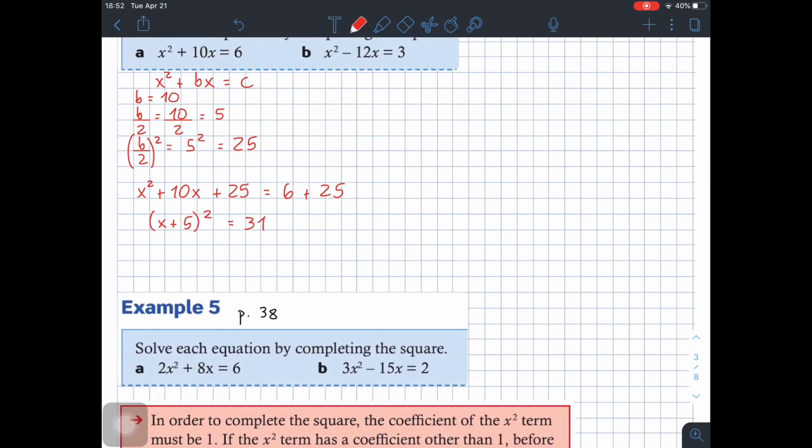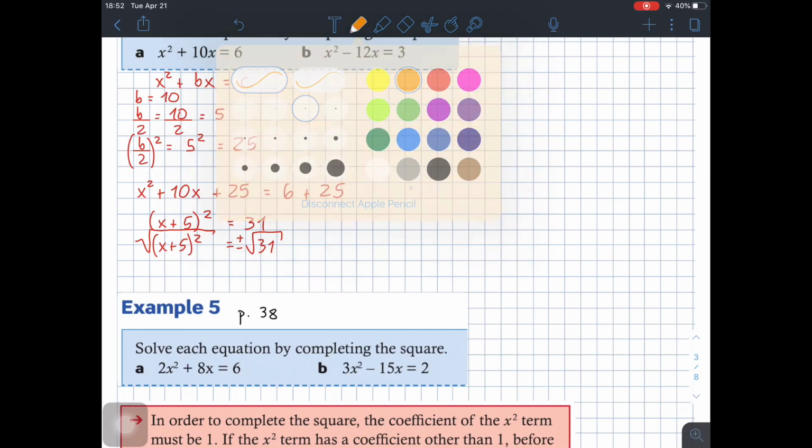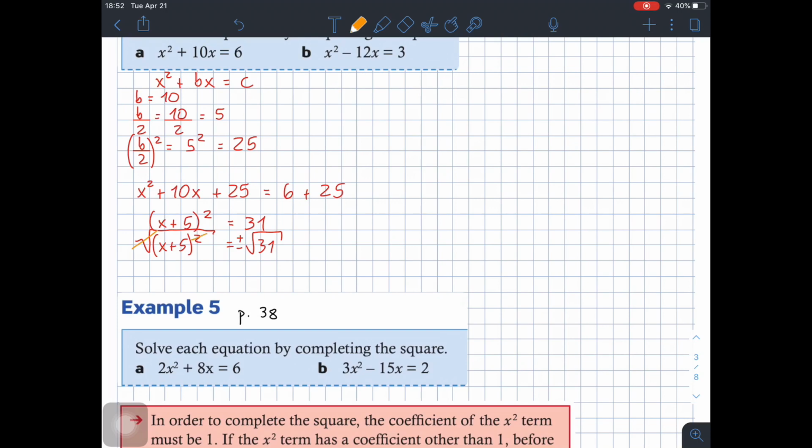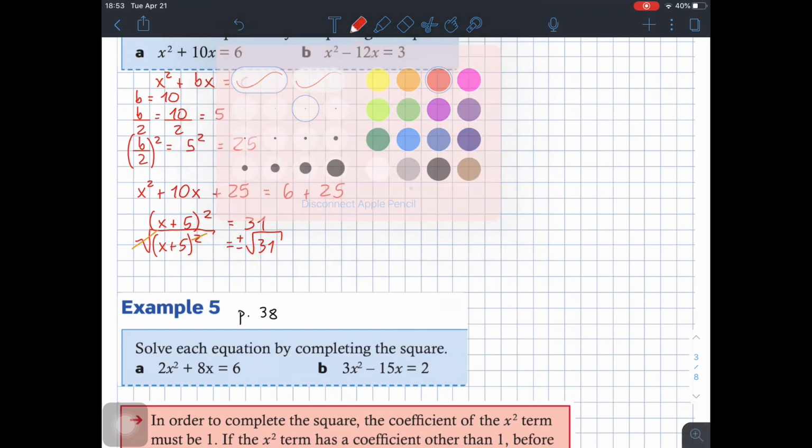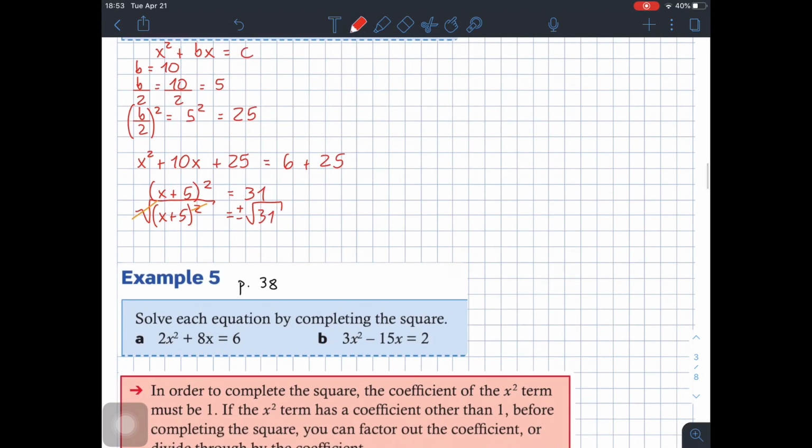So I will take the square root, let me do that, square root on both sides. This is x plus 5 squared equals square root plus or minus 31. So then we simplify the square root with the square power here, and this would be x plus 5 equals plus or minus root 31.